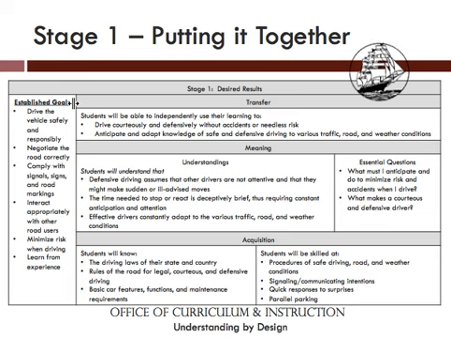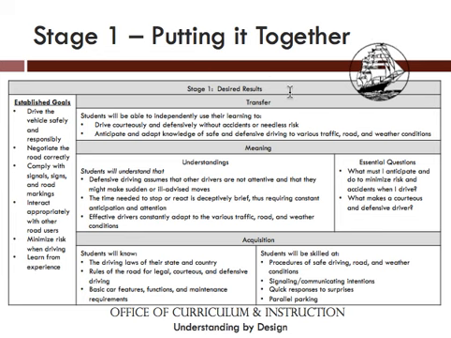So the established goals are: students will drive the vehicle safely and responsibly, they'll negotiate the road correctly, they'll comply with signals, signs, and road markings, they'll interact appropriately with others on the road, they'll minimize risk when driving, and they'll learn from experience. So if you were compiling activities in this unit, these would be the goals that would drive the activities that you'd eventually put together.